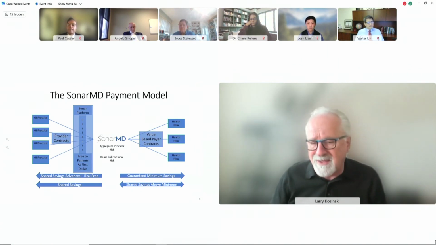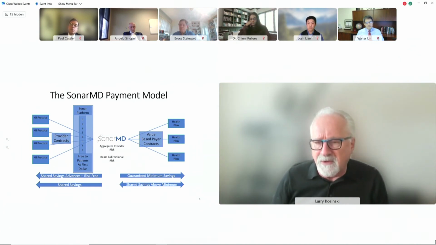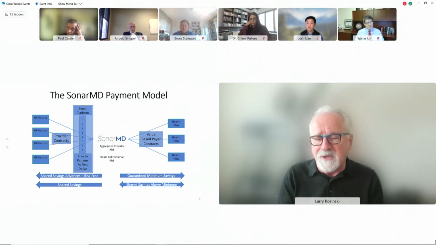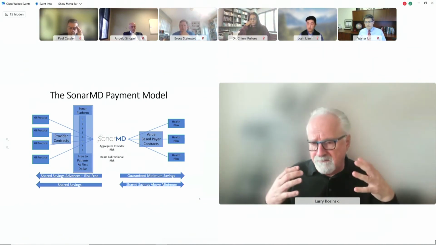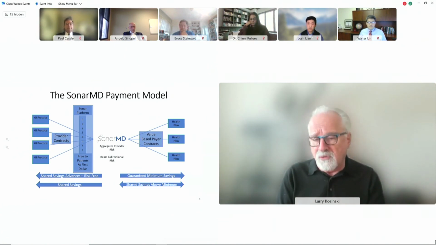If the practices do not have an existing structure for value-based care, many of these practices don't even hire a nurse. Risk is aggregated amongst the practices for each health plan, so we get some benefit from the larger numbers. There's no downside risk at this time for the practices. That's an aspirational goal of ours for the future. Sonar bears the downside risk. Next slide.